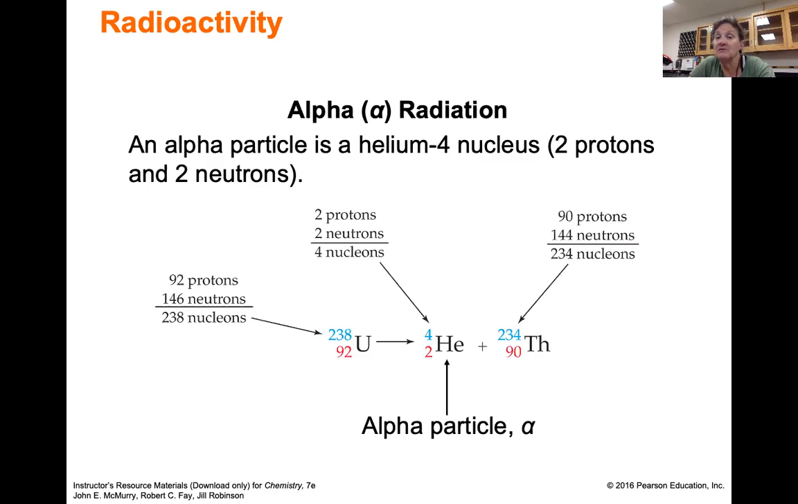You also have to be able to balance the charge, so you can't create or destroy mass or charge. The red numbers on the left-hand side and right-hand side have to be equal. So this says that you have 92 protons on the left-hand side. Those are each positively charged. And on the right-hand side, helium has 2 protons and thorium has 90. So that adds together to be equal to the 92.